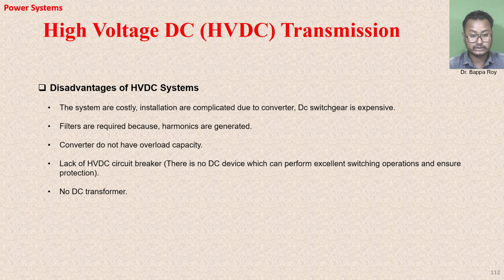Converters do not have overload capacity. There is a lack of HVDC circuit breakers. There is no DC device which can perform excellent switching. Circuit devices can be there, but not showing excellent switching operations. In AC, there are proper switching devices. And there is no DC transformer. Obviously, this is one of the big problems. There is no DC transformer. All the transformers are AC.